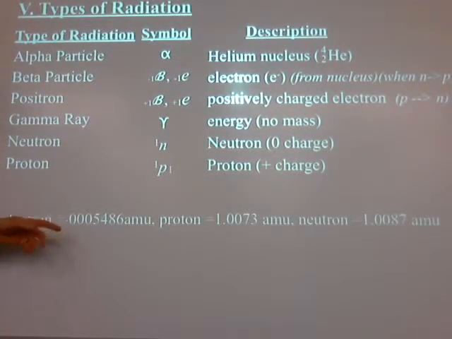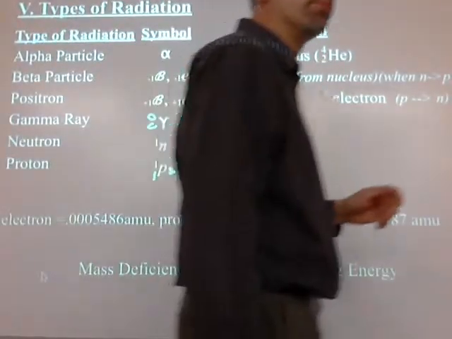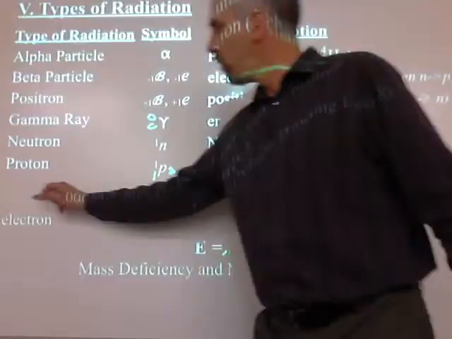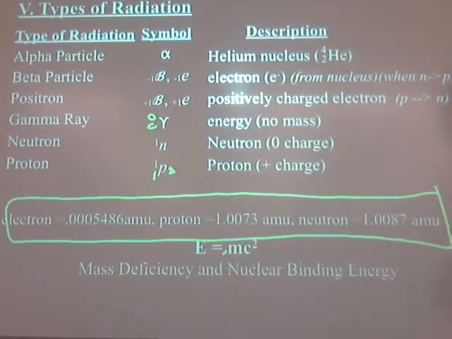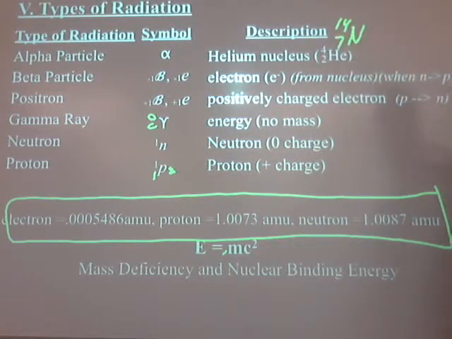The other question in the review packet, and something you should also understand, is something called mass deficiency and nuclear binding energy. Let's talk about that a little bit. If I give you these masses for a proton, neutron, and electron, and I tell you you have nitrogen 14, okay?